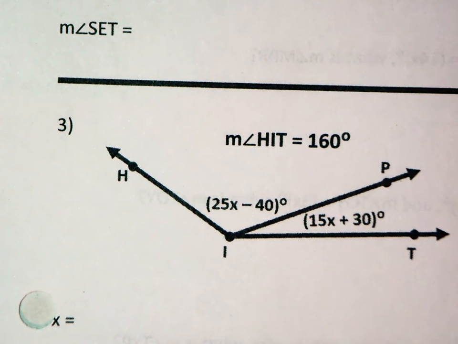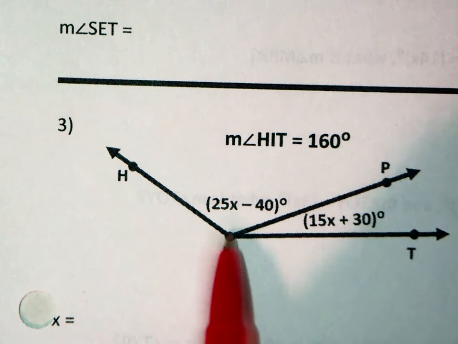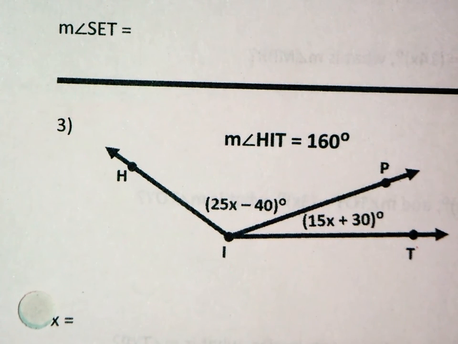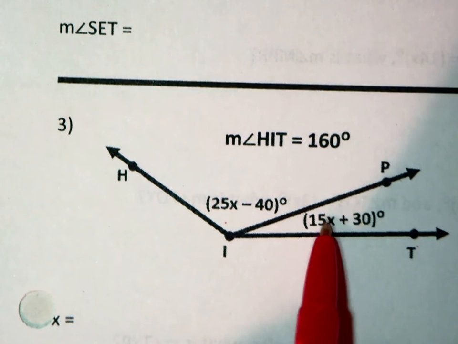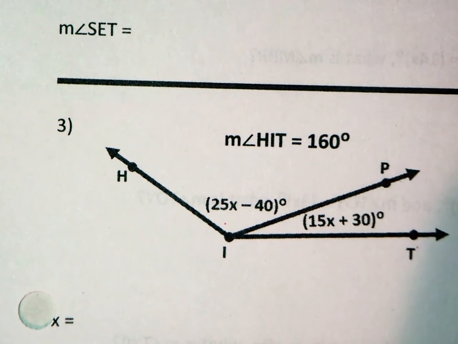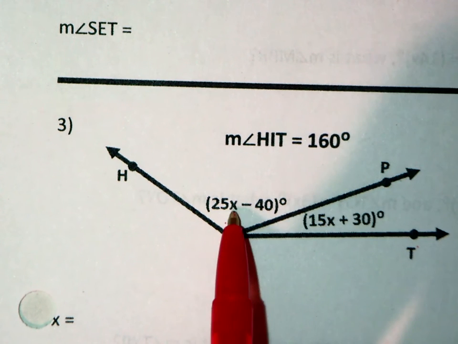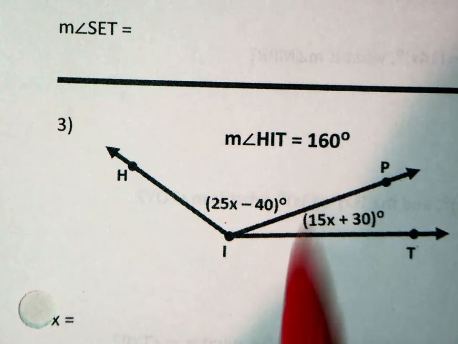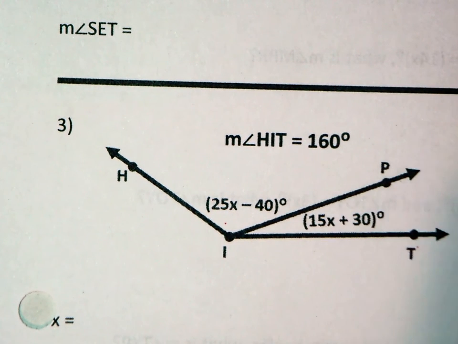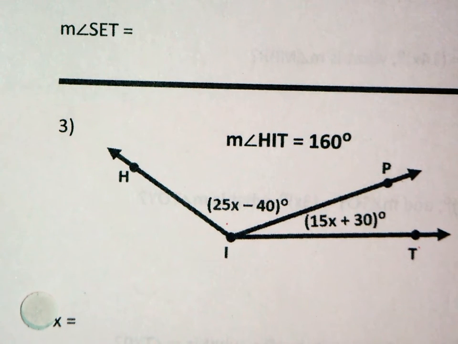Problem number 3, the measure of HIT is 160 degrees. So in this case, we have two angles that are adjacent that are going to add up to 160 degrees. So 25x minus 40 plus 15x plus 30 would equal 160. Solve for x.